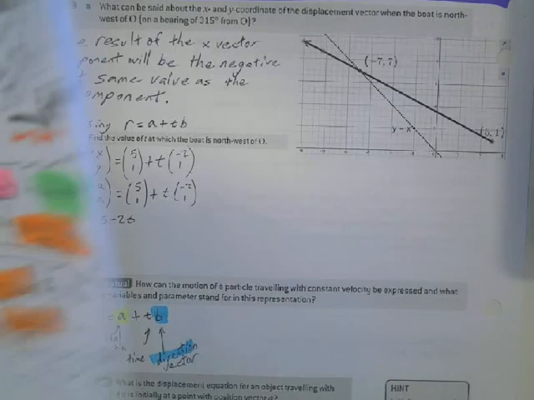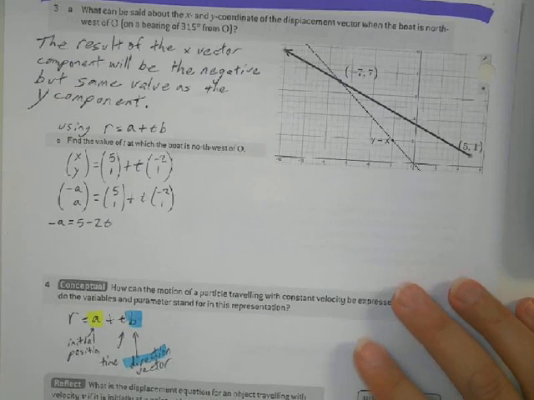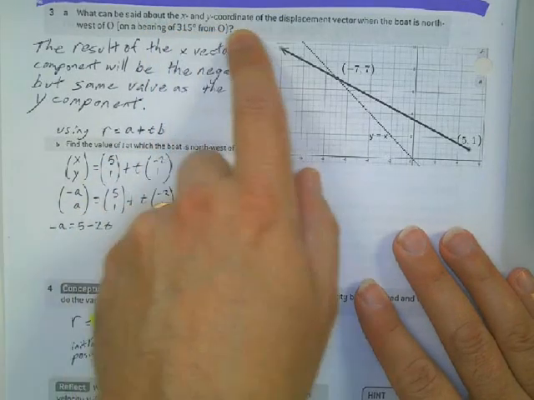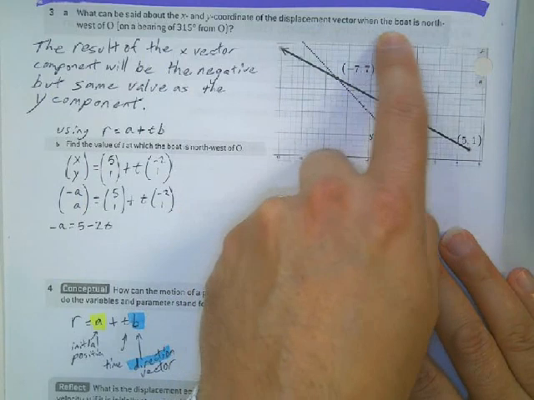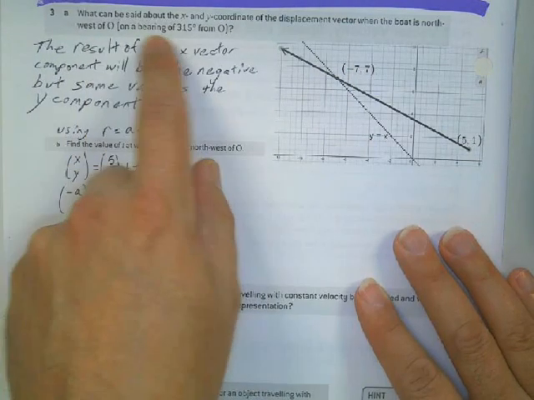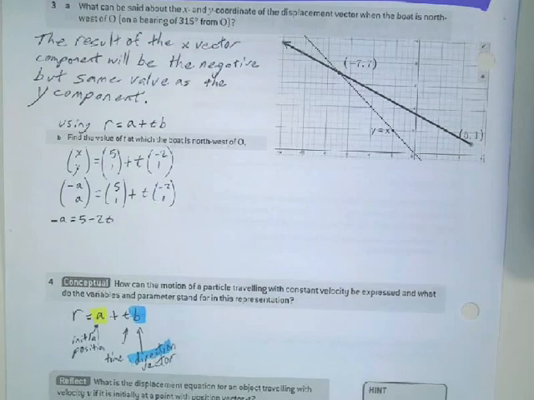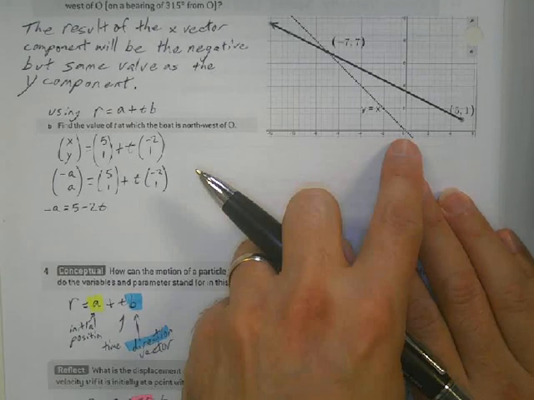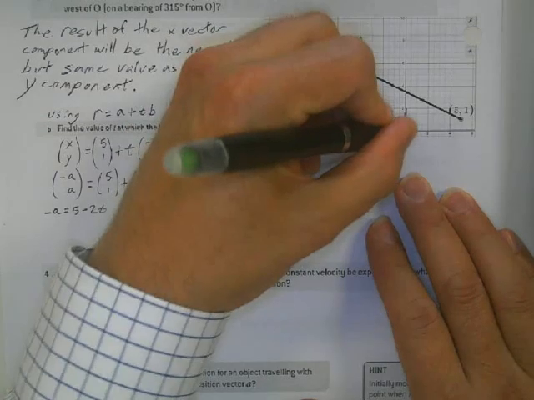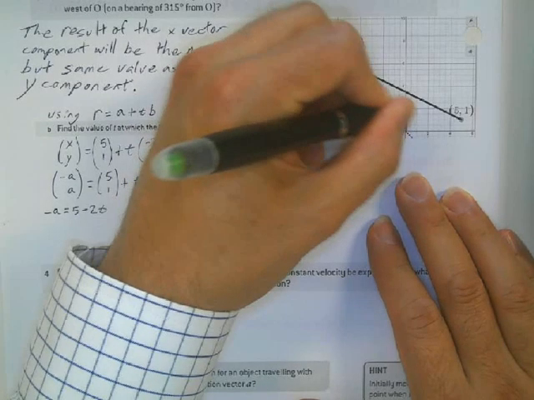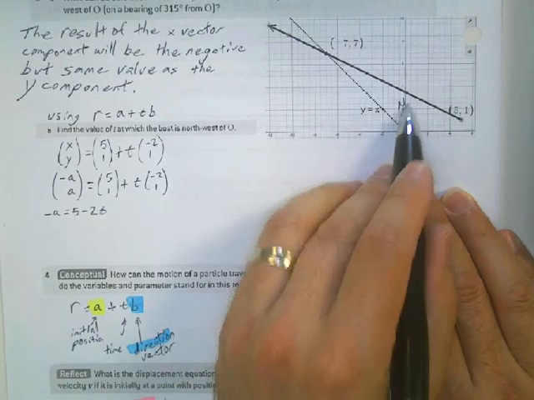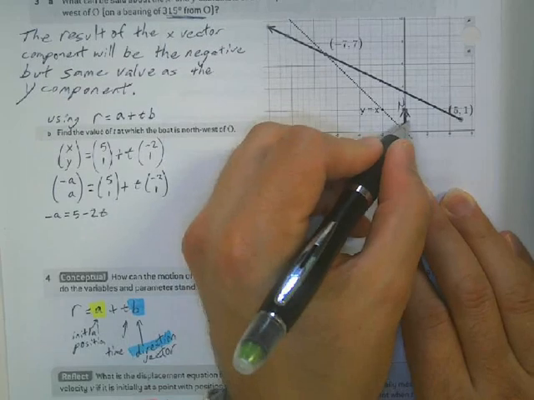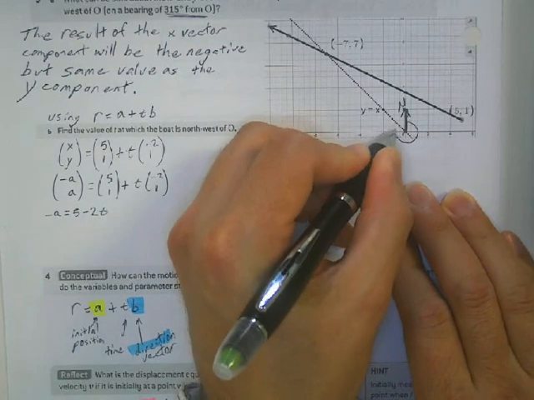Okay, next page. Okay, what can be said about the x and y coordinate of the displacement vector when the boat is northwest of O at 315 degrees? So if you recall with our knowledge about bearings, straight up and down is north, right? And that's 0 degrees. So if I'm going 315 degrees from O, that means I'm going to go all the way around here.